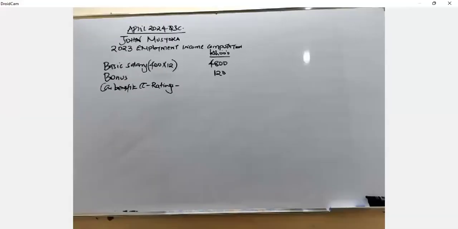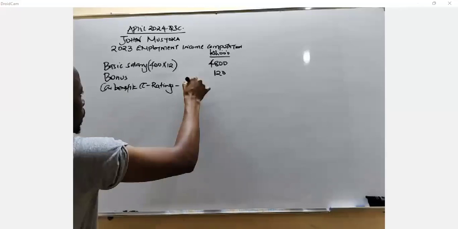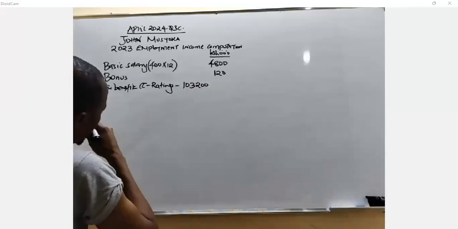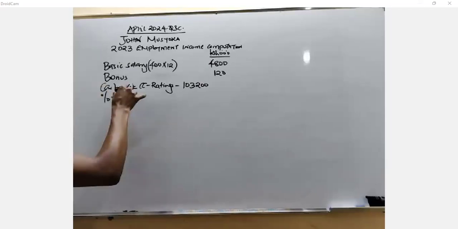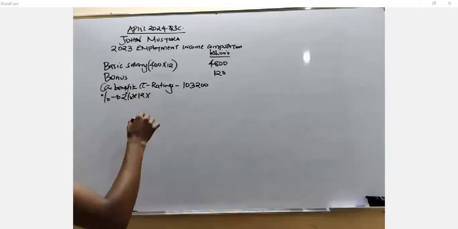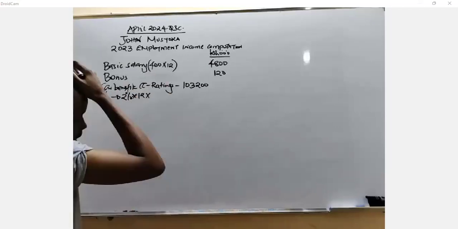Go back to your question here. And then we are saying, on the question now, the CC rating, we have been told that the employer provided me the motor vehicle of 2,600 CC at a cost of 3.2 million in the year 2021. The NBV is not factored here. These we have gotten: 103,200, right? Then when you look at the percentage, we normally talk about 2% per month. You multiply by 12 months, then you multiply by the cost of the vehicle. It's not about the NBV. So the cost is 3.2 million.